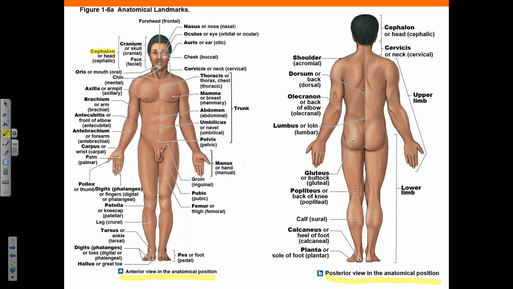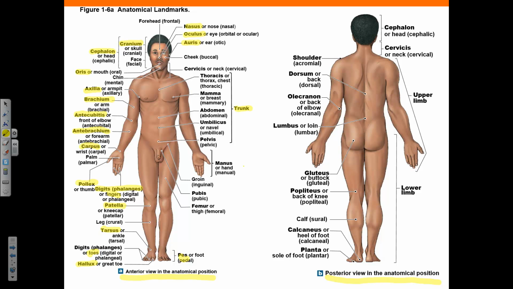We see the cephalon, or head, the cranium, or skull, the nasus, or nose, oculus, or eye, oris, or ear, oris, or mouth, axilla, or armpit, brachium, or arm, antecubitus, or front of the elbow, antebrachium, or forearm, carpus, or wrist, pollex, or thumb, digits, or phalanges, which can refer to fingers or toes, the patella, or kneecap, tarsus, or ankle, hallux, or great toe, and pes, or foot.